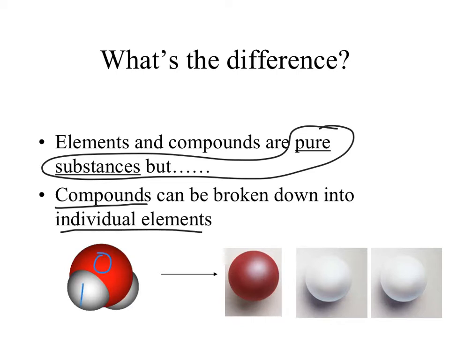So again, if you have water, which is H2O, and you run it through electrolysis, you can break it down into its oxygen and its hydrogens, right? And technically, oxygen doesn't really go by itself. It likes to pair up with itself, but we'll get into that. That's called a diatomic molecule, and we'll talk about that in the months ahead as well. Anyways, compounds can be broken down into individual elements.